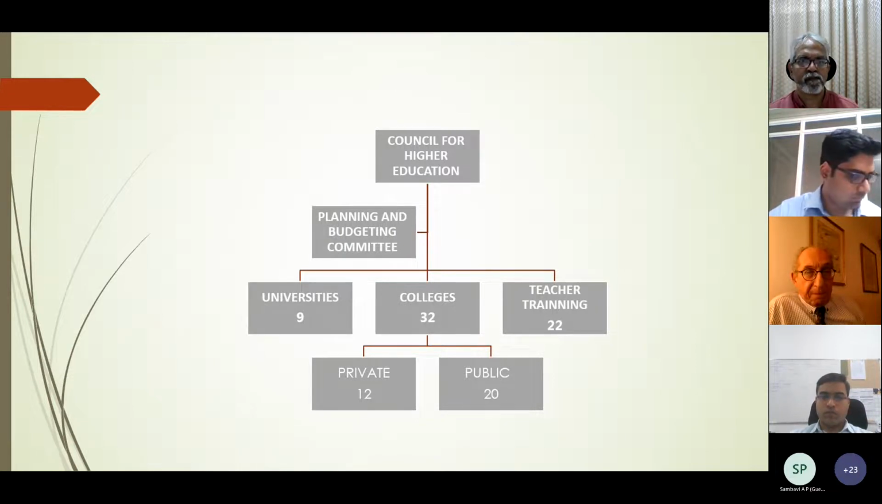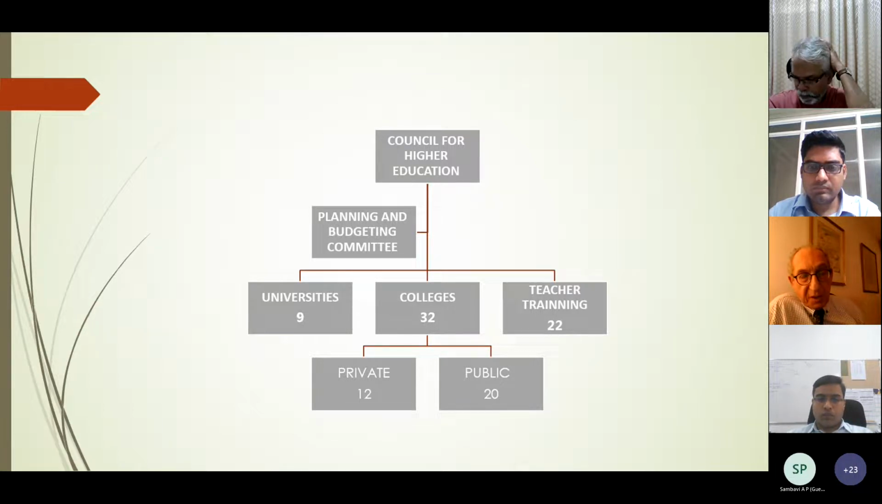Talking about basic R&D, it is handled by the Council of Higher Education and the Planning and Budgeting Committee. The Council of Higher Education is responsible mainly for accreditation and quality assurance. The Planning and Budgeting Committee is responsible for planning and funding the university sector and the colleges sector. We are talking about 9 research universities and 32 colleges, including teacher training colleges, private colleges, and public colleges. All in all, we have more than 60 to 65 institutions that could be considered independent colleges. Next slide, please.